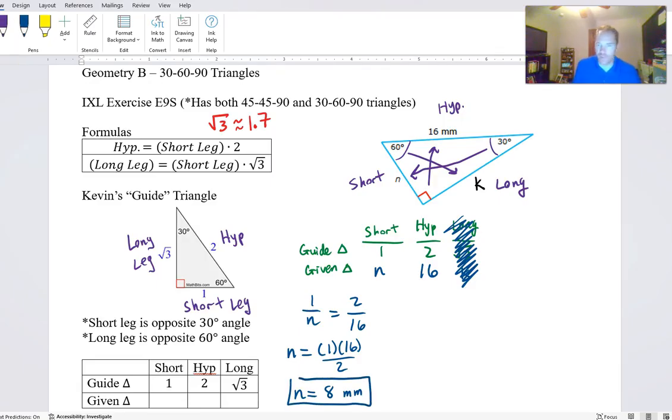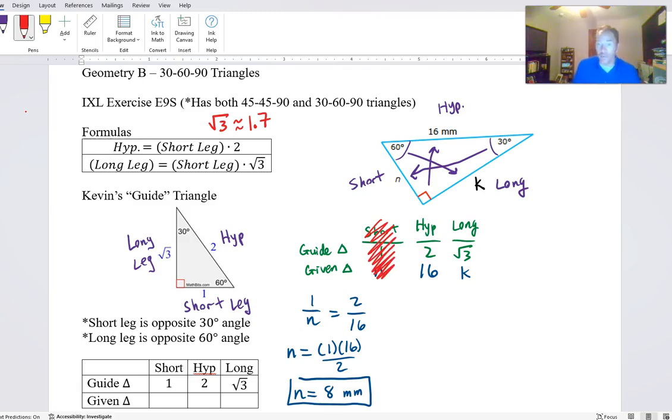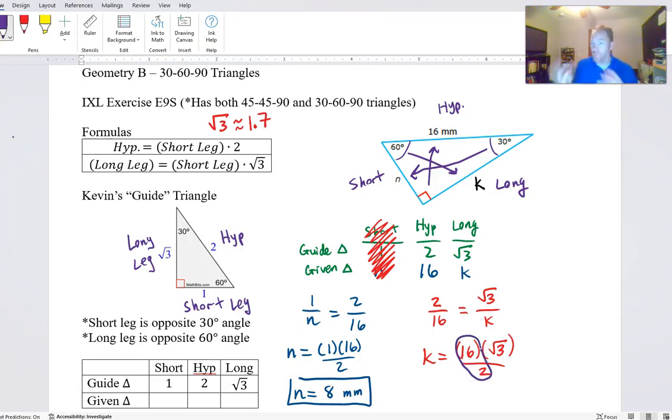When I do the value for K, I can ignore the column with N. So we'll switch the color here, but I can ignore this column while I do the value for the other side. The proportion again just jumps out at me: 2 over 16 equals square root of 3 over K. Cross multiply and divide here. So we get 16 times the square root of 3, and we're dividing by 2. If you remember the trick here, one of the reasons that I write this as fractions is because the numbers that are outside the square root, if we're multiplying or dividing, we can go ahead and perform that multiplication or division.